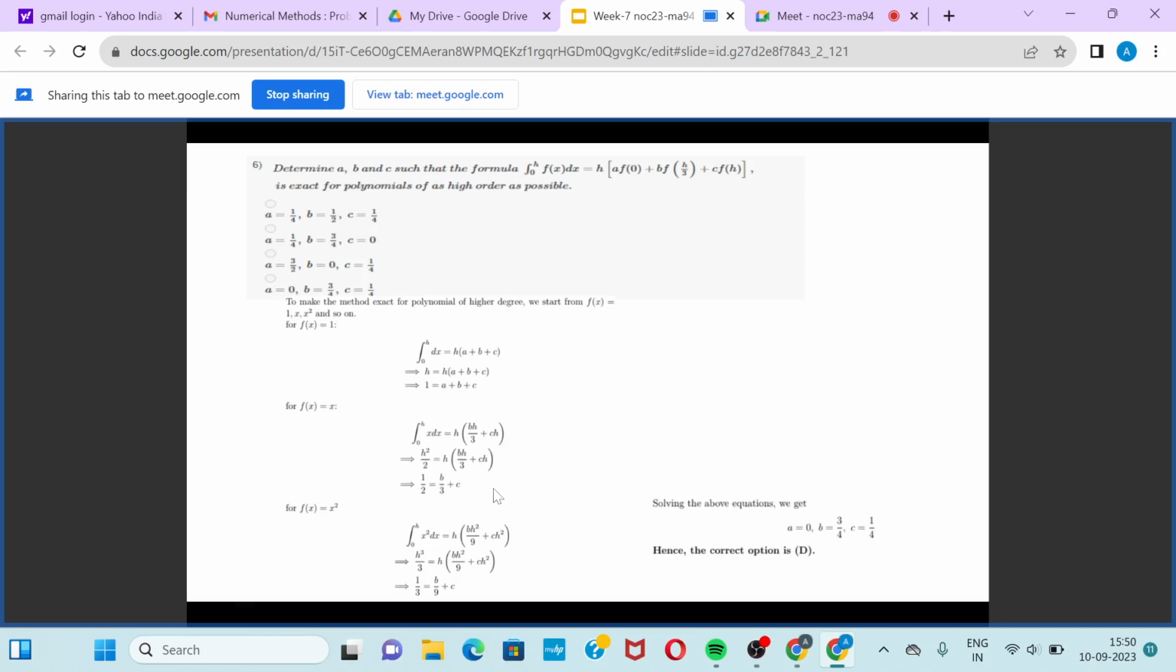Now as you have got three equations and three variables, you can solve these equations simultaneously and you will get a, b and c. Solve it and see, are you getting a equals 0, b equals 3 by 4 and c equals 1 by 4?